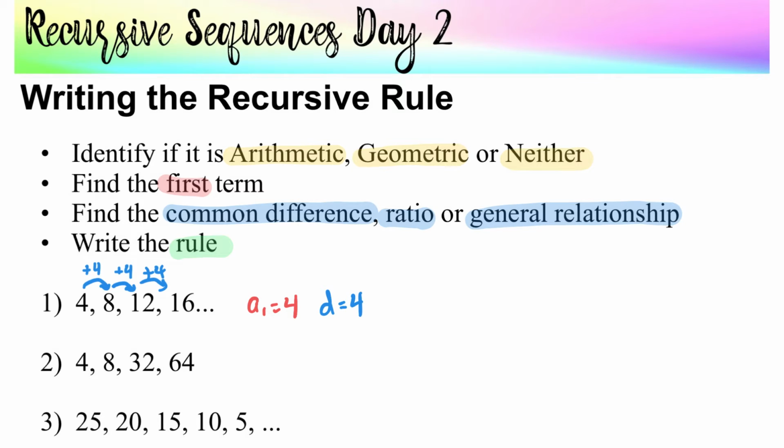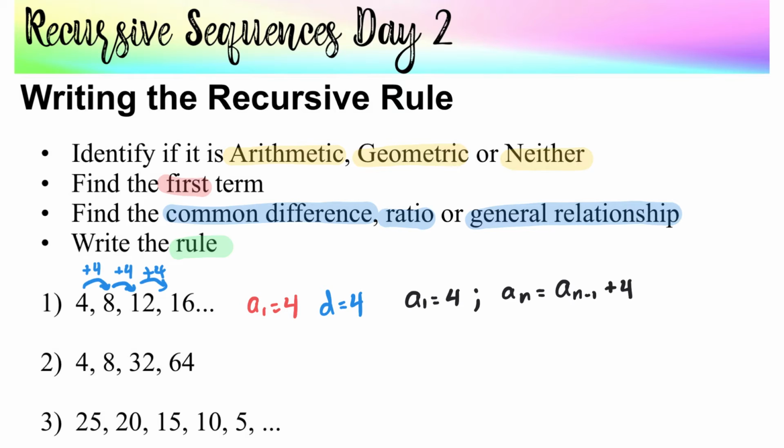Once we have those two things together, we put them into the rule for our recursive statement. So we say a sub 1 is equal to 4. And then the rule for the next term in the sequence is we take our previous term, which is a sub n minus 1, and we add 4 to it. And that's going to be the recursive rule for this sequence.